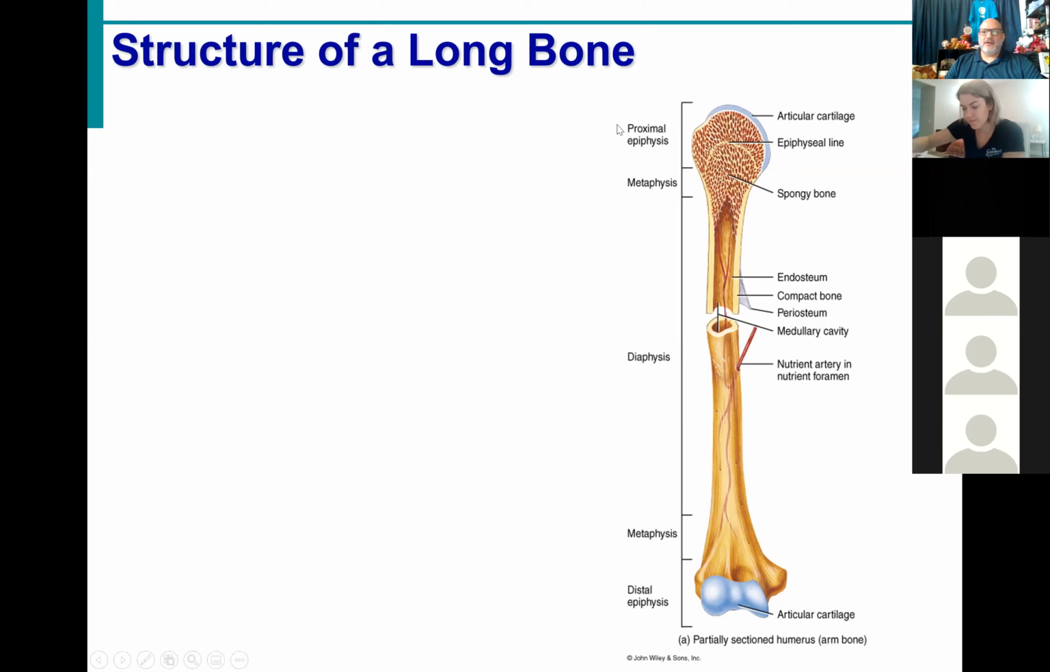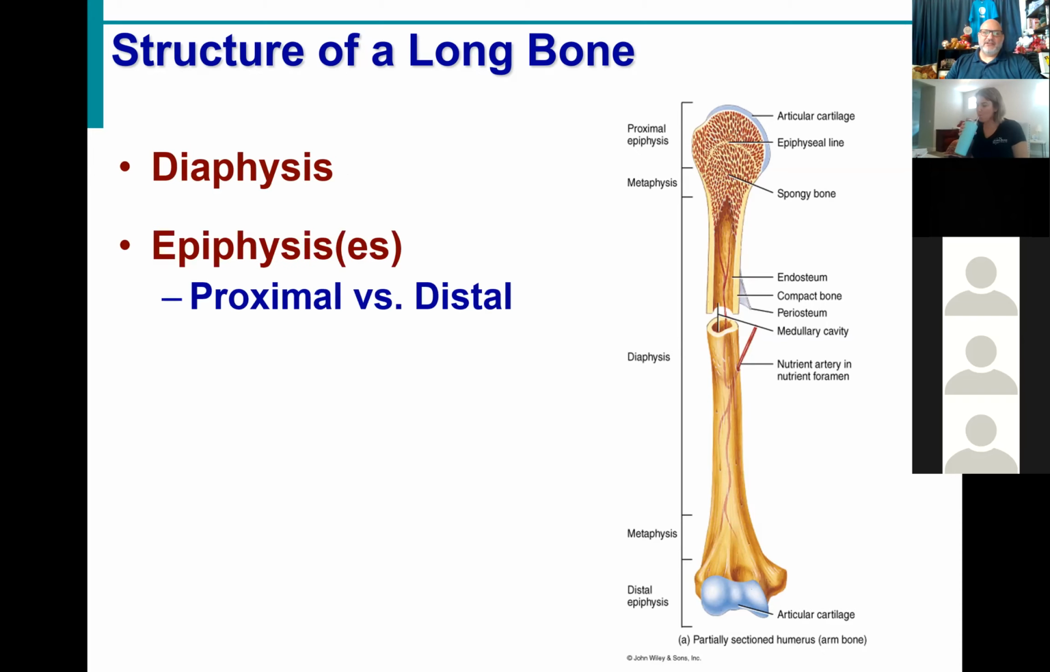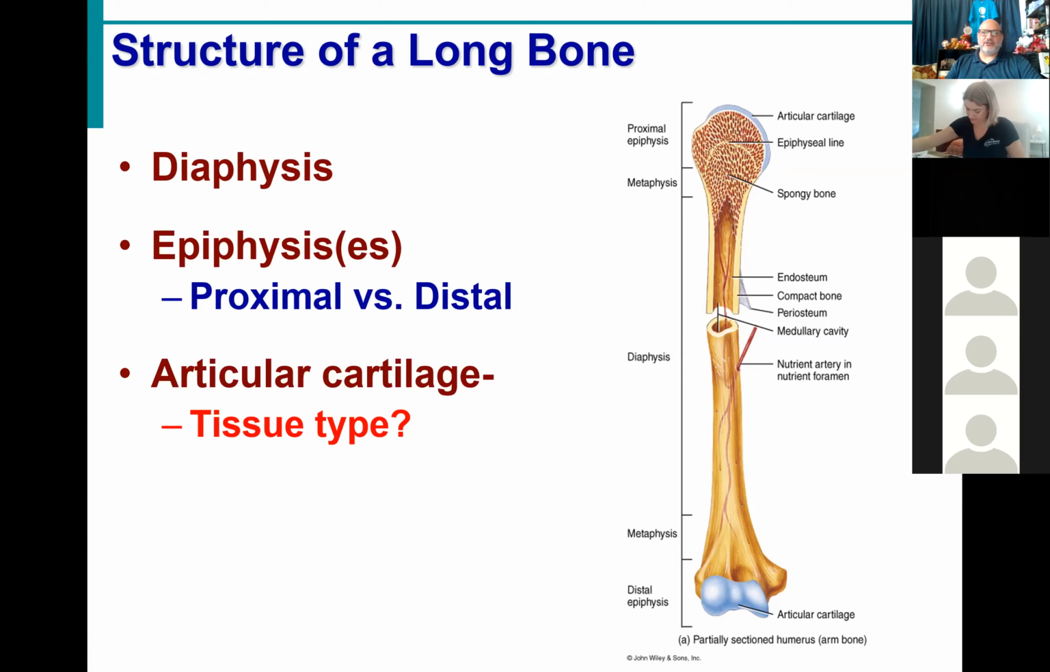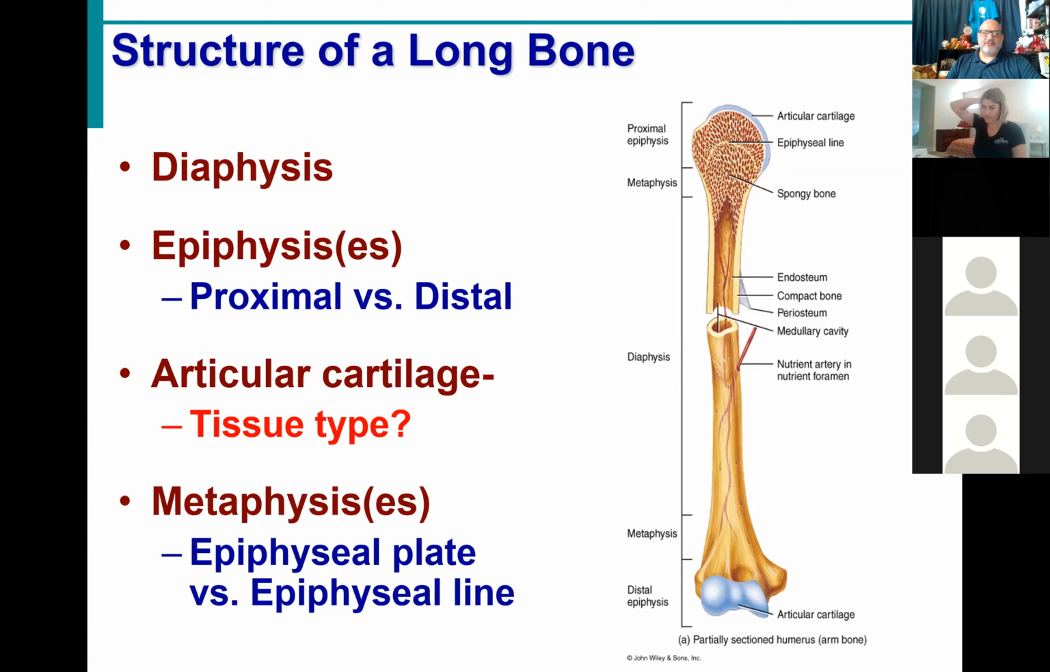Spongy bone. Well, it's true, but all of them have it. Notice this one's just been cut in half. This one has spongy bone in it as well. They just didn't cut the cross section through it. So we did the diaphysis, we did the epiphyses, proximal and distal, we did the articular cartilage, the metaphyses, the epiphyseal plate and the epiphyseal line. I think we've hit everything: endosteum, periosteum, medullary cavity. I think we've hit all of our anatomy. So any questions on the anatomy of our long bone?